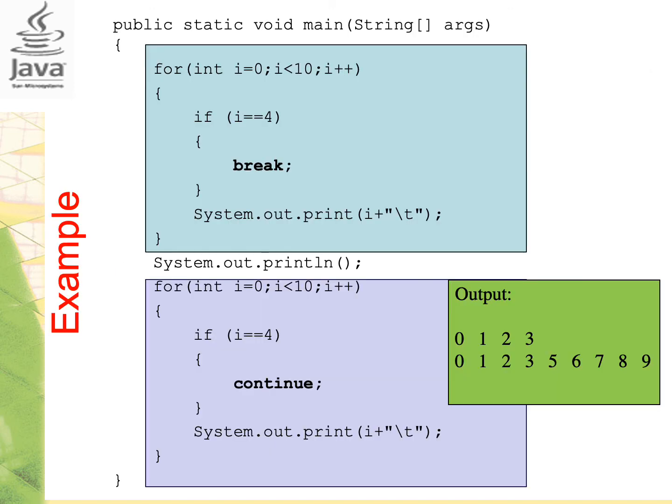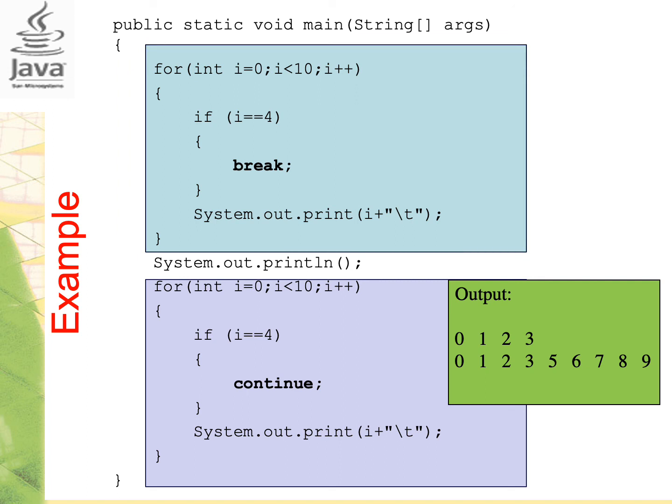Let's look at this example. Here we have two codes where in the first one we use break and in the second one we use continue. In the first one, it will loop through the for loop and display the value of i. Then i is incremented by 1. When i becomes 4, the condition within the if statement becomes true, so it breaks out of the for loop. That's why the output is 0, 1, 2, and 3, because once i becomes 4, it exits the for loop.